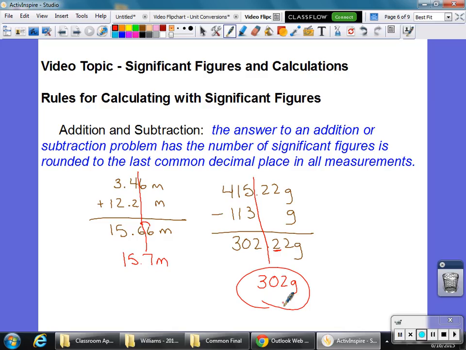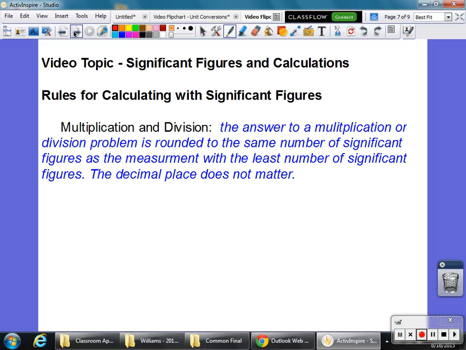It's good to know these rules for addition and subtraction. You will see them in some cases maybe when calculating averages, but most of the time we spend a lot of time calculating with multiplication and division. And the answers to a multiplication and division problem can only have the same number of significant figures as the measurement with the least number of significant figures. And in that case, it doesn't matter where the decimal place is in either of the numbers that you're multiplying or dividing, or in your answer, you just have to count up the number of significant figures and keep it to the least.